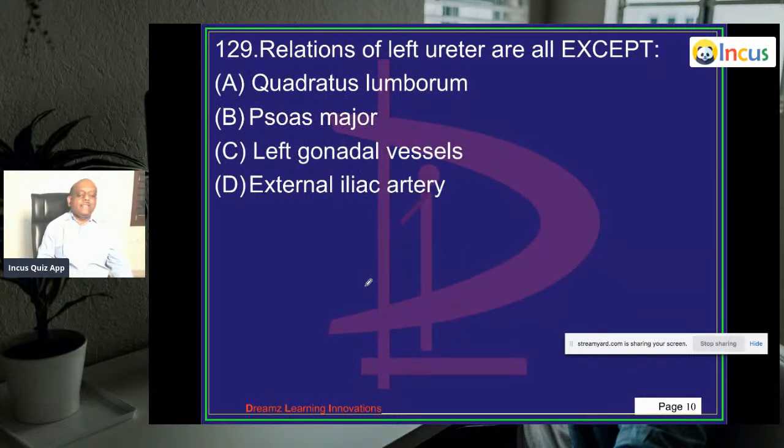Now, doctor, this is another one you have to just mug up. Left ureter, right ureter, left kidney, right kidney. What are the anterior, posterior, medial, lateral anatomical relations? There is no other way. Anatomy is a subject of rote memorization. We can't do anything.